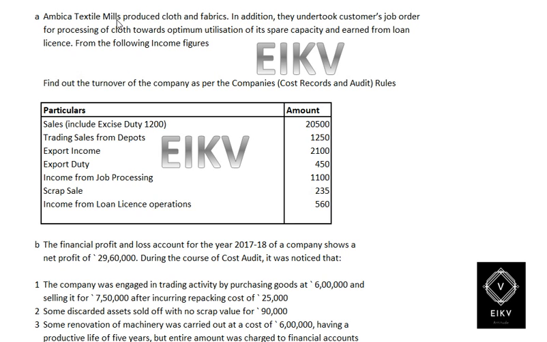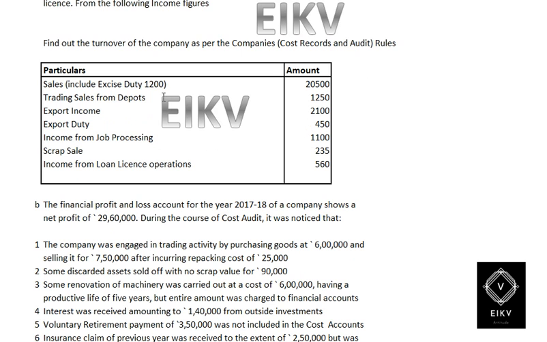So here we have Ampika Textile Private Limited, which is under the manufacturing of cloth and fabrics, and they are undertaking customer jobs, orders, and processing orders, clothes, optimal utilization of space capacity, and loan licensing. So some of the details has been given, and they have asked us to ascertain the total turnover of the company.